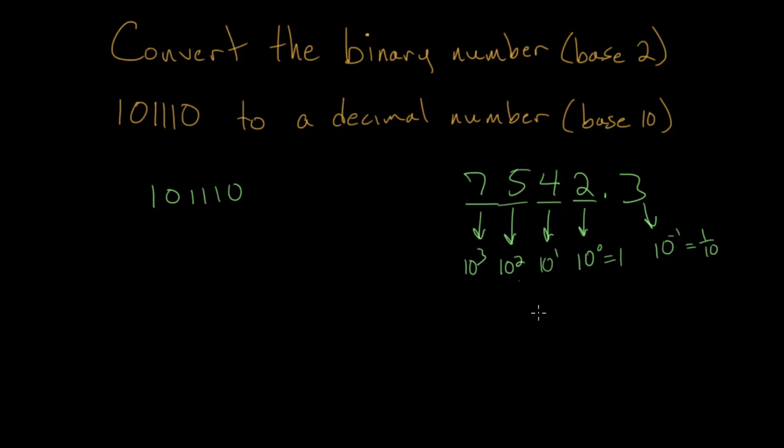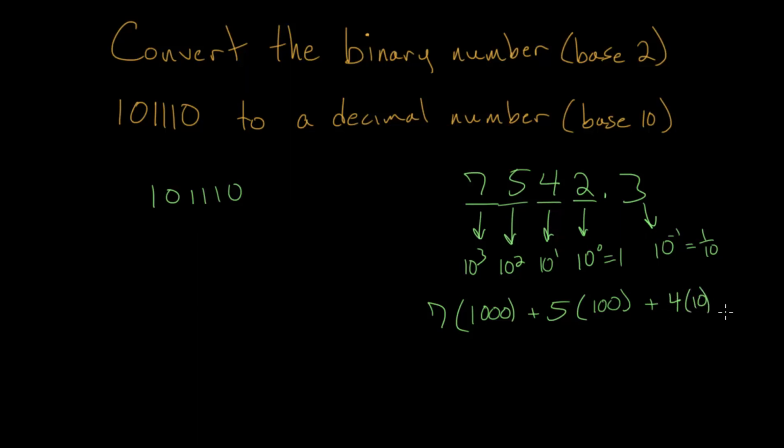And the general idea with this base 10 number system is that we take this 7 and we multiply it by whatever place it's in. It's in the thousandths place, so we multiply it by 1,000, and then we add the 5 multiplied by its place value. It's in the hundreds place, so we multiply it by 100. We do the same for the 4.